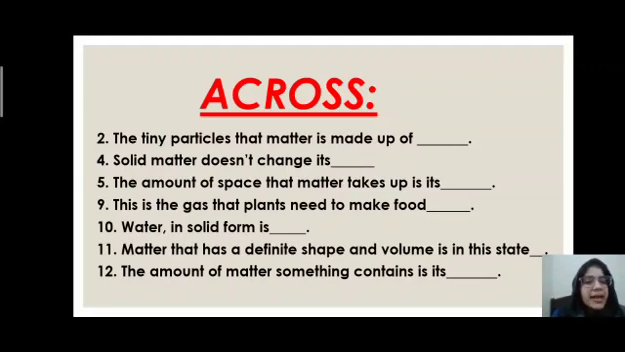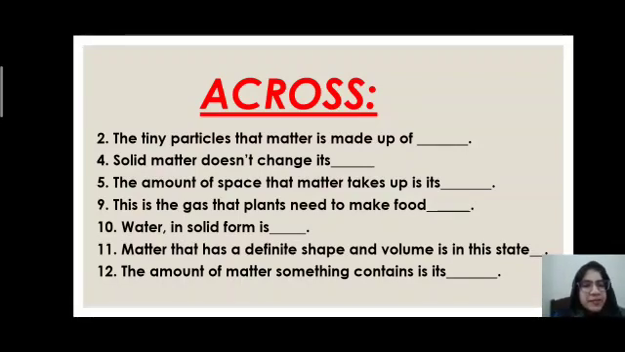Now, the fourth blank is, this is the gas that plants need to make food. I have told you that in the process of photosynthesis, you all have already learned the process of photosynthesis, plants need one gas and it releases the other gas. What is the name of that one gas which plants need? You have to write down the name of that gas.